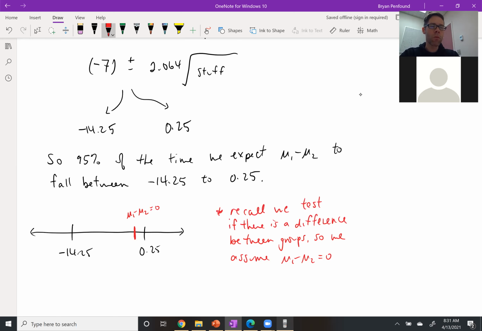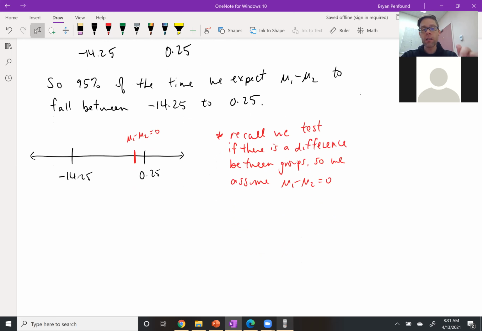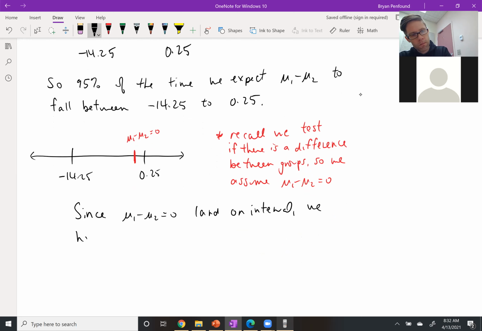So essentially what we're doing is we're wondering if there's a difference. So we assume that there is no difference, or we assume that the difference between these two subgroups is 0. If 0 lands on this interval, which it does, we have evidence to suggest that there is no difference between our two groups. So since zero lands on our interval, we have some evidence to suggest there is no difference between our two subgroups.